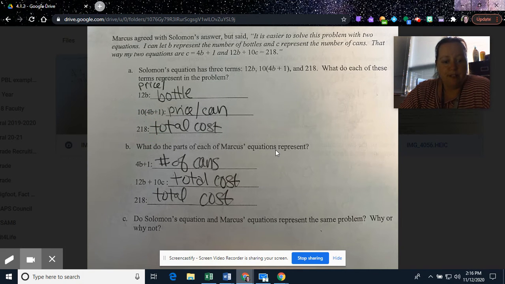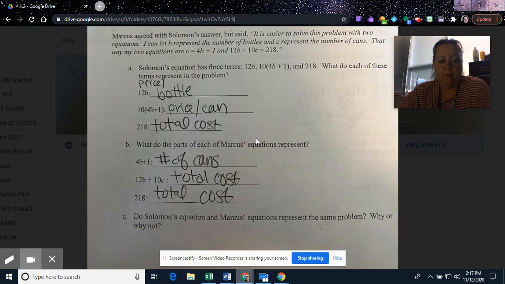But when you look at Marcus's equations, he has the 4B plus 1, that's the number of cans, 12B plus 10C, that's going to be the total cost because it was 12 cents per bottle, 10 cents per can, so that's going to give it the cost. And then the 218 was the total cost. So do Solomon's equations and Marcus' equations represent the same problem? Why or why not? And the answer is yes. Either one of these would be an appropriate way to solve this problem.